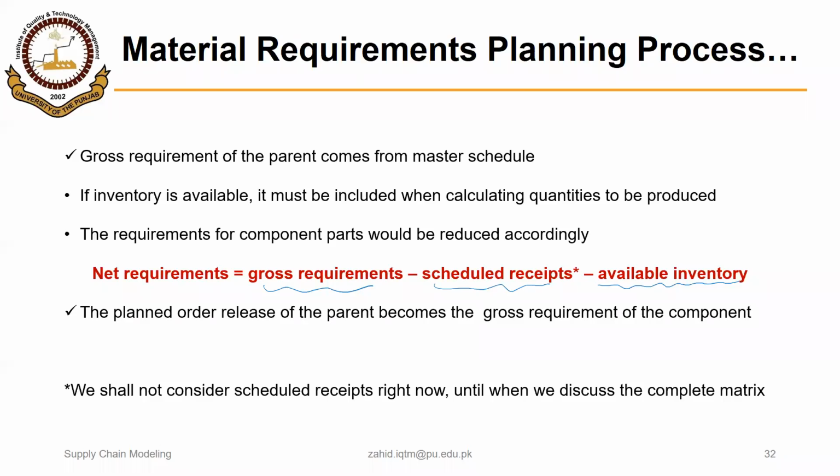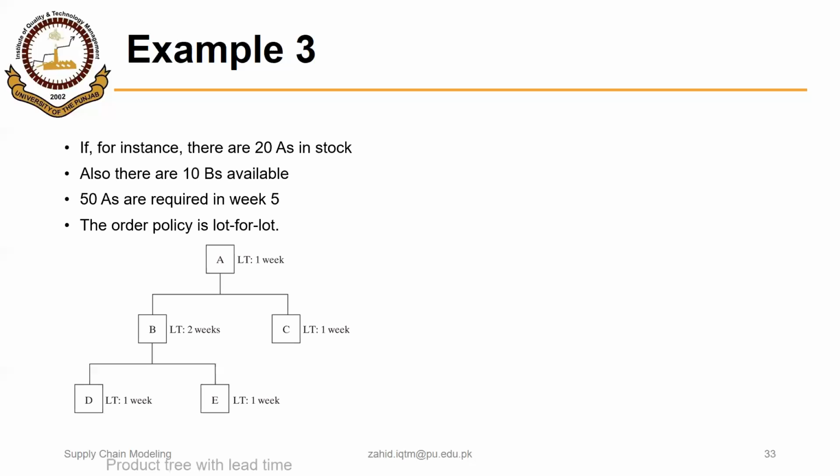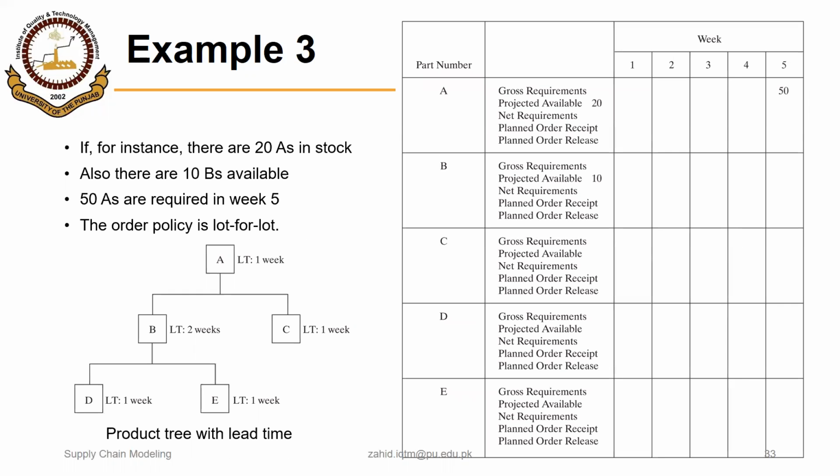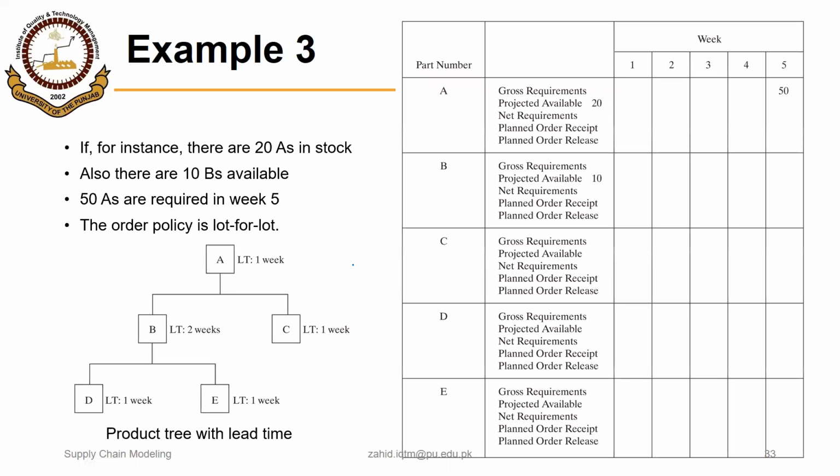So we have seen this repeatedly, that the gross requirements of the parent come from MPS, and planned order release of the parent becomes the gross requirement of the component. So let's solve another example, and again this is not the complete MRP matrix. So we have, again, the same product tree.